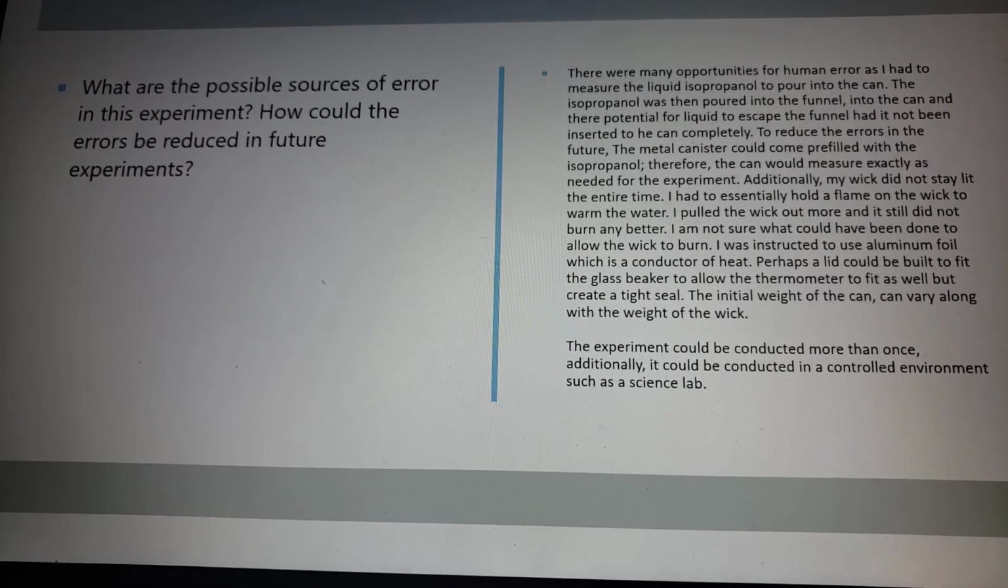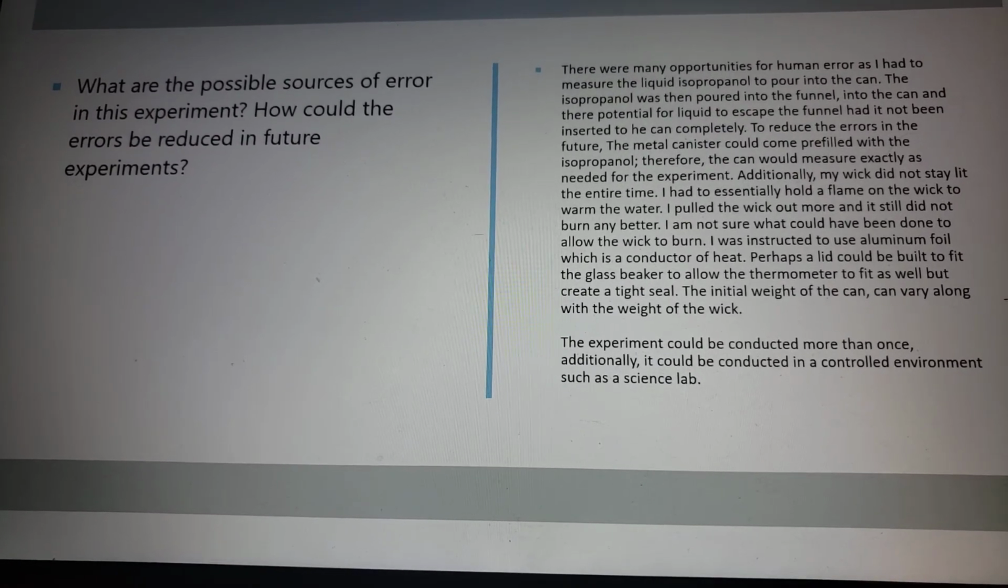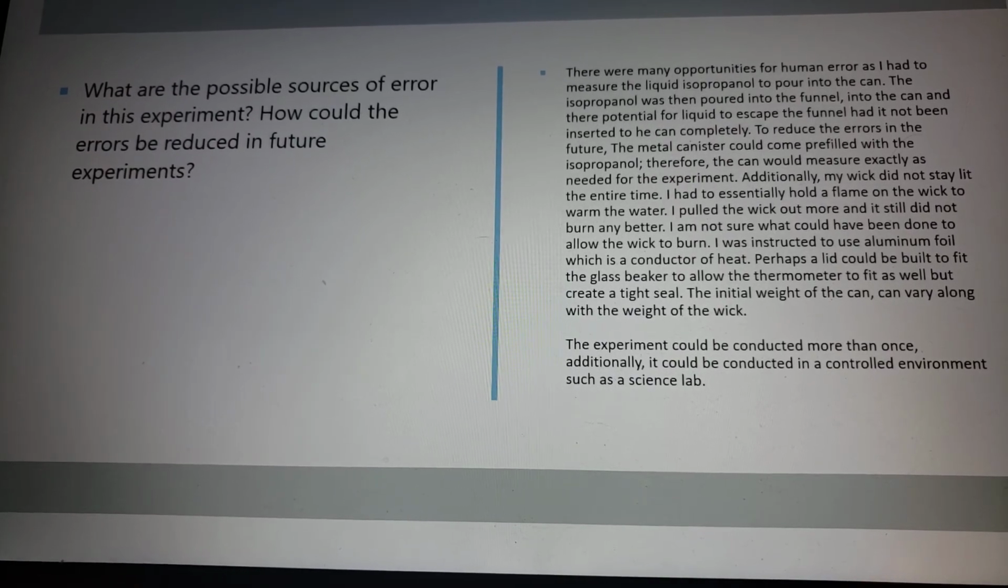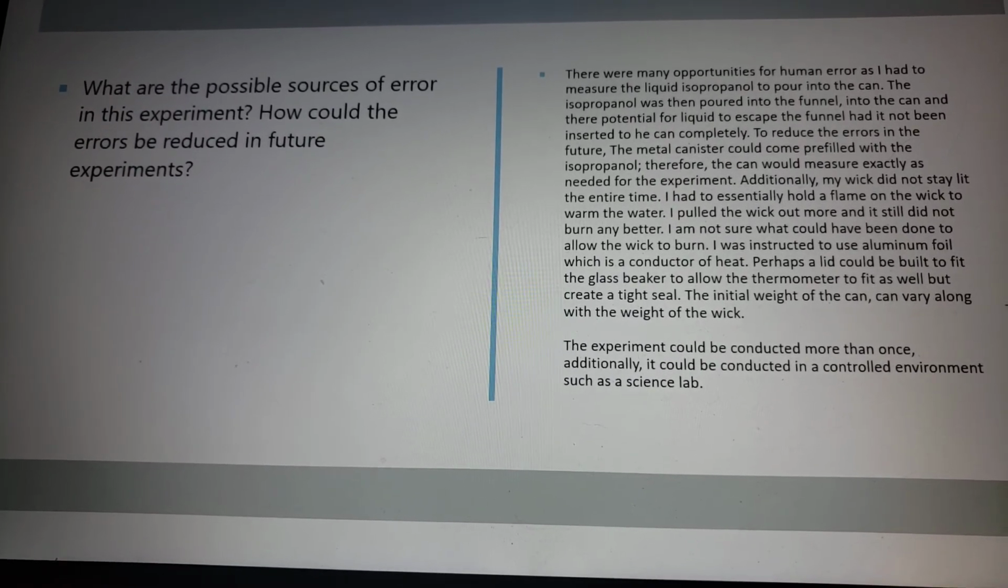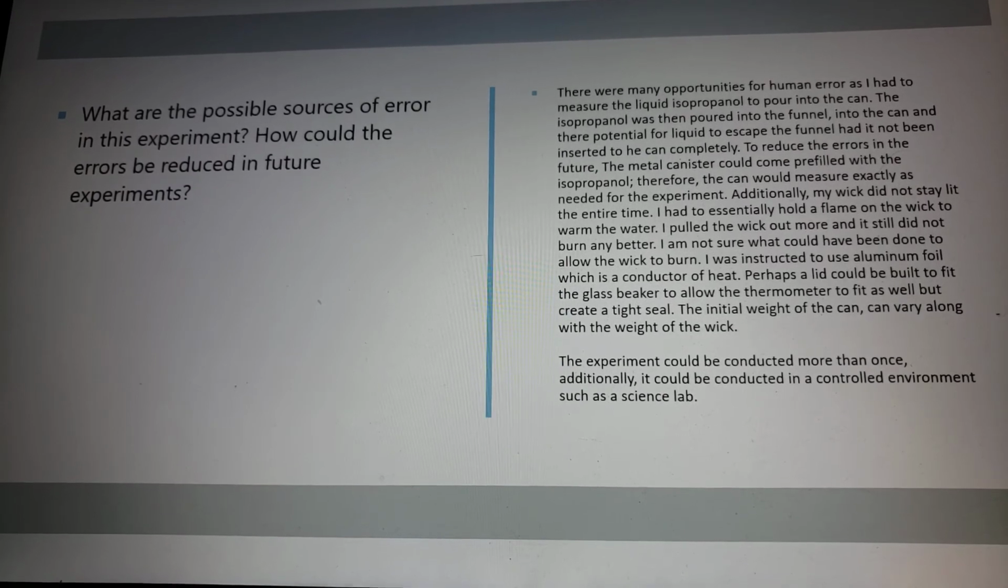To reduce the errors in the future, the metal canister could possibly come pre-filled with the isopropanol. Therefore, the can would measure exactly as needed for this experiment.